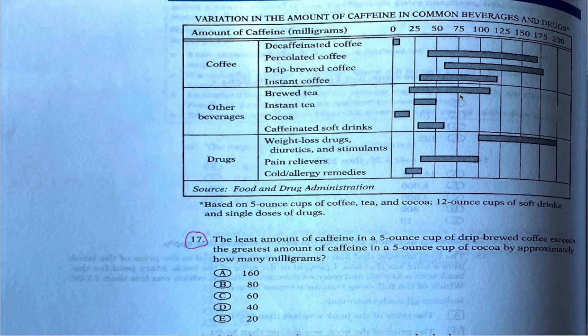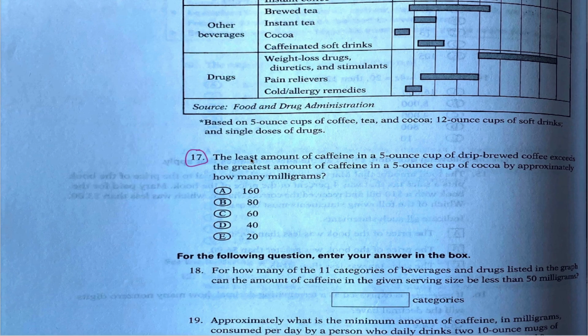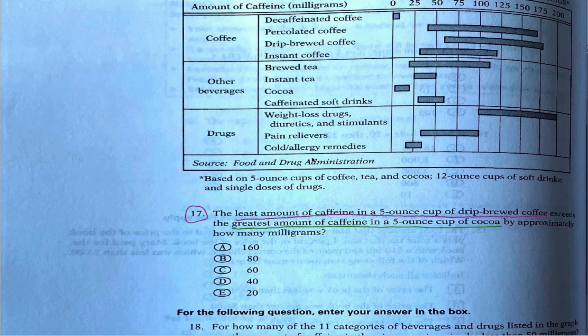Unfortunately, we're not just told a single number, we're told a range of values, which I guess is a little bit more realistic. So in question 17, we're supposed to compare the least amount of caffeine in a 5-ounce cup of drip brewed coffee and the greatest amount of caffeine in a 5-ounce cup of cocoa. If we can get those two things off the chart, we can essentially be done with the problem.